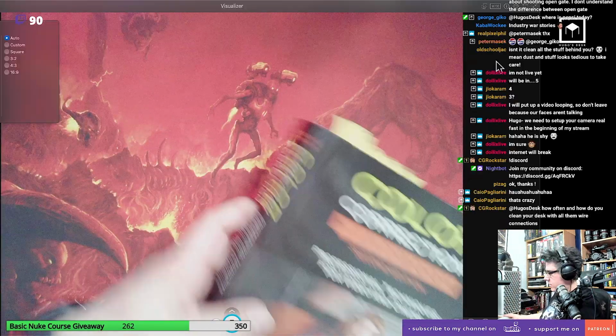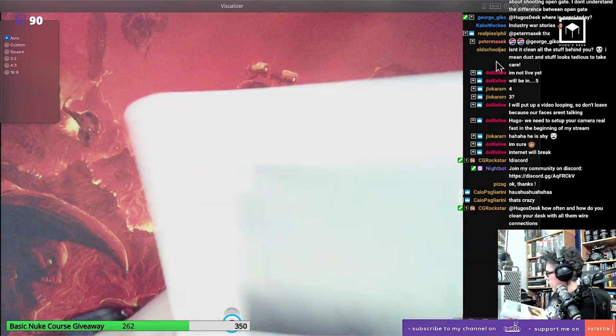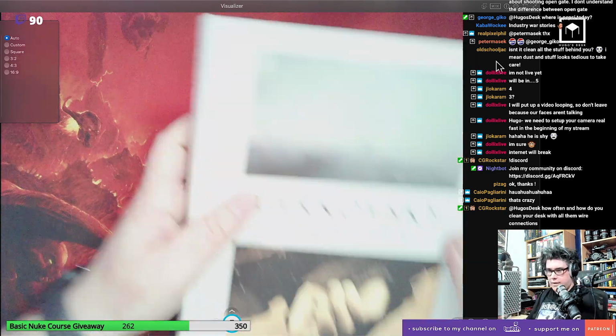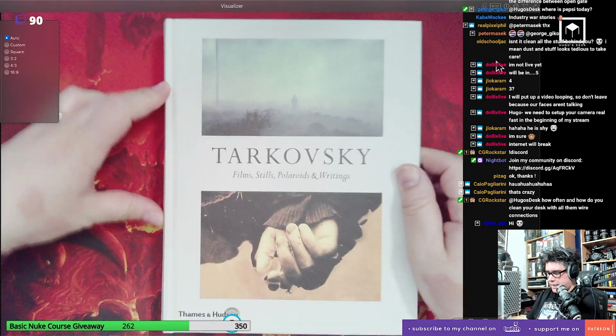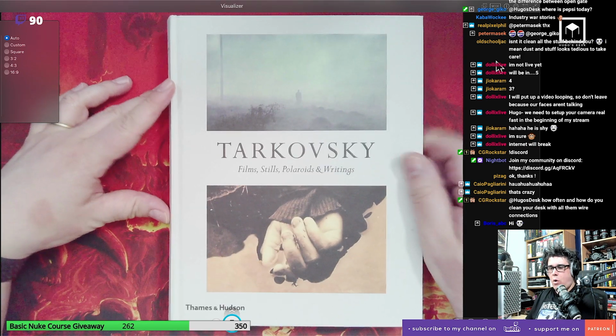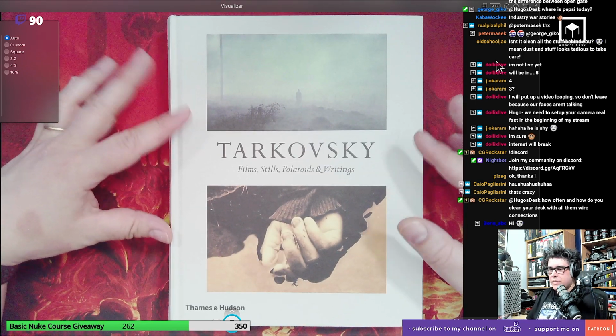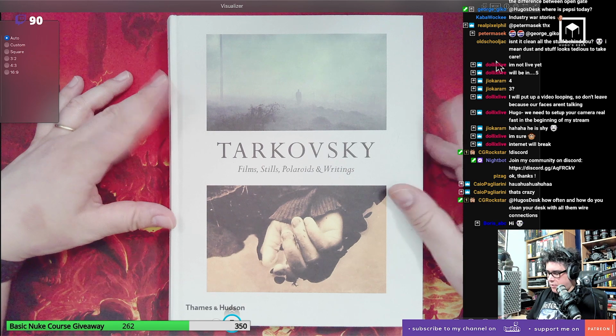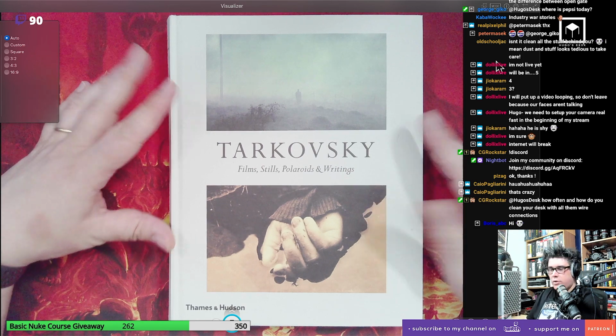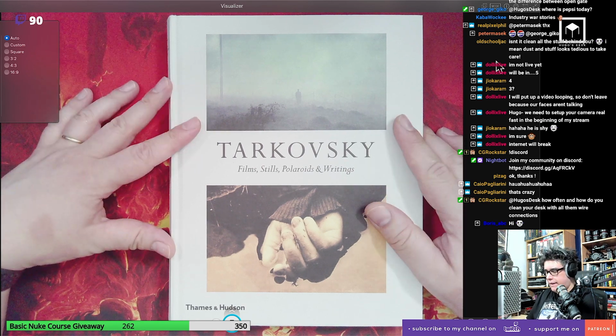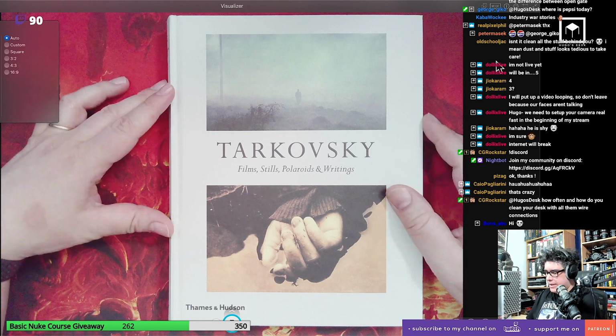And then as a quick suggestion, if you really want to go into photography and really good cinema, you should watch Tarkovsky films. And I really would advise you to buy this book. This is Films, Stills, and Polaroids and Writings from Tarkovsky. And Tarkovsky, of course, is very famous for Solaris.